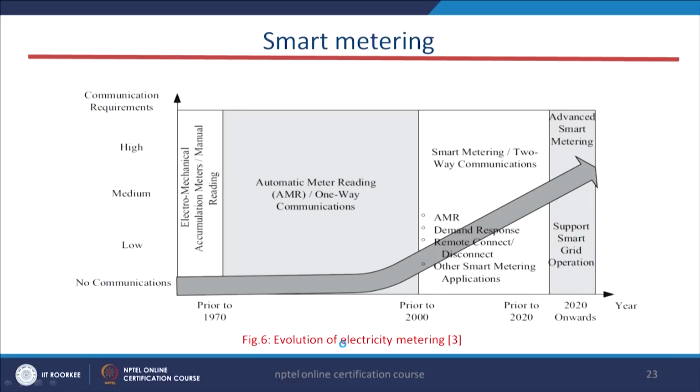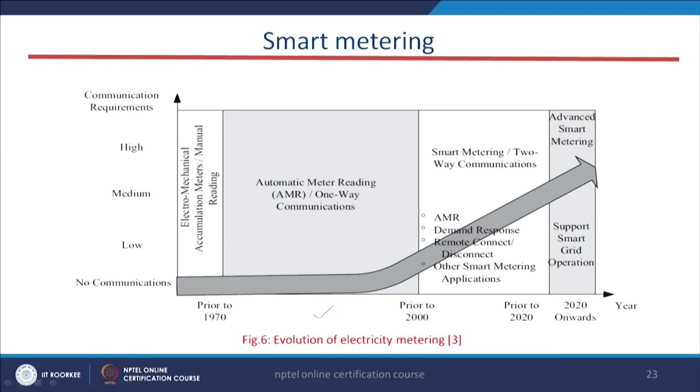Now, in this context I will just talk about the smart metering part. As far as the SCADA is concerned, what we have learned is that the SCADA helps in monitoring, data acquisition and controlling the devices which are located inside the distribution system. Now, we will come to another very important technology of the smart grid system, that is smart metering.